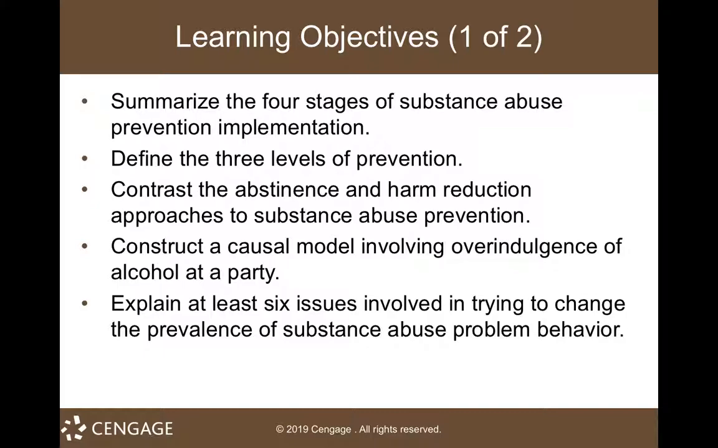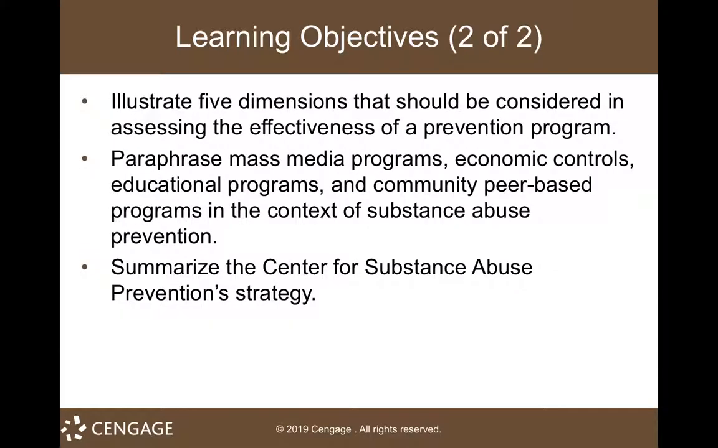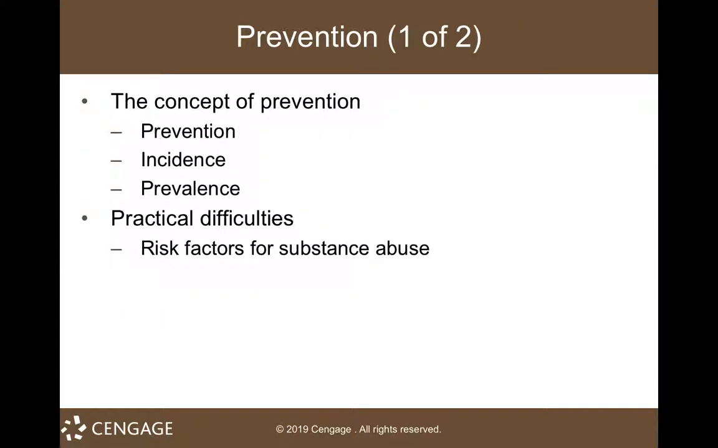prevalence of substance abuse problem behavior, illustrate 5 dimensions that should be considered in assessing the effectiveness of a prevention program, paraphrase mass media programs, economic controls, educational programs, and community peer-based programs in the context of substance abuse prevention, summarize the Center for Substance Abuse Prevention strategy.